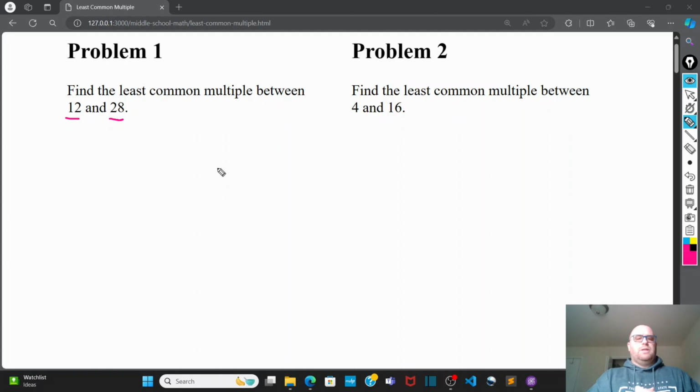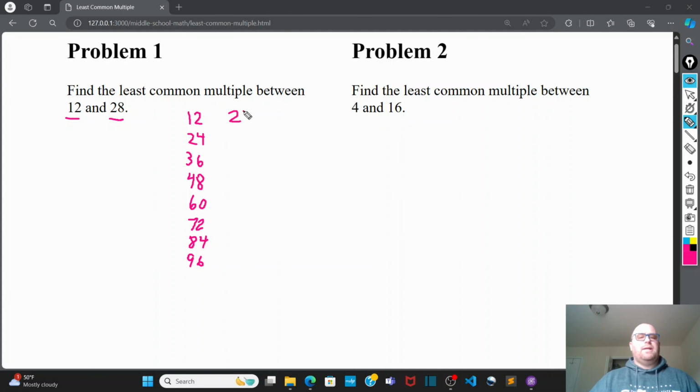First way we could do this is just to simply start listing the multiples. I could just do the multiples of 12, so 12, 24, 36, 48, 60, 72, 84. Now this isn't necessarily the most efficient method that you'll see. I'm listing out all of these. Let's see if we get any that match.